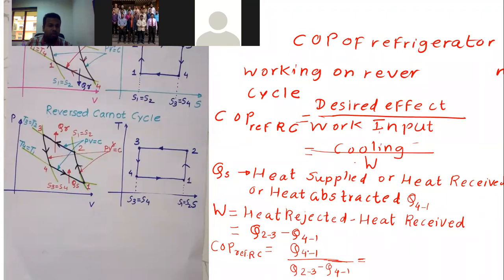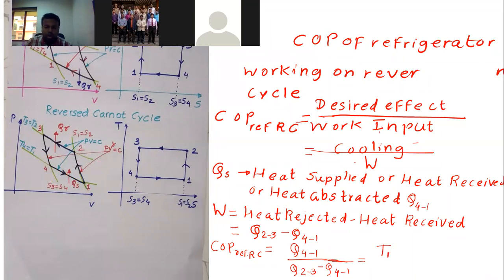So see this 4 to 1, you can see this diagram. In the diagram, during process 4 to 1, what happens? The temperature is constant. That is T4 is equal to T1. So this Q4 to 1, I will replace by the temperature. I will just write this as T1.